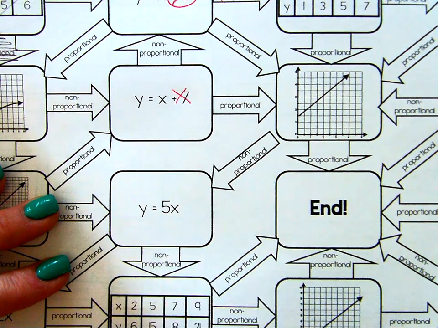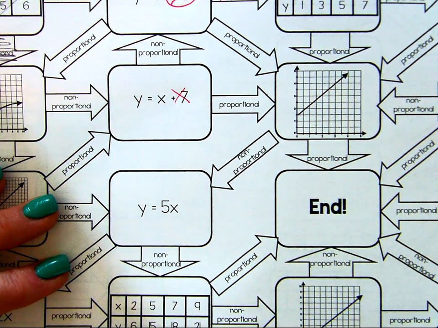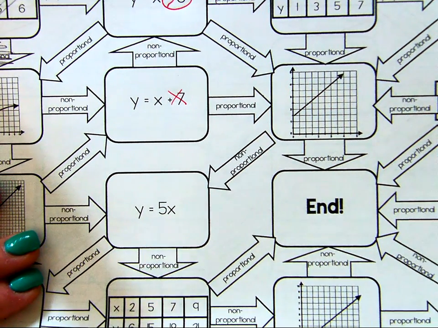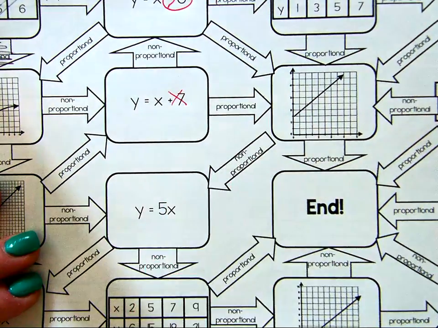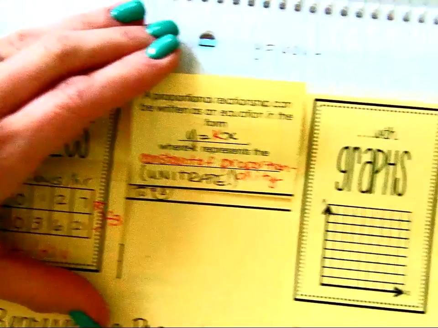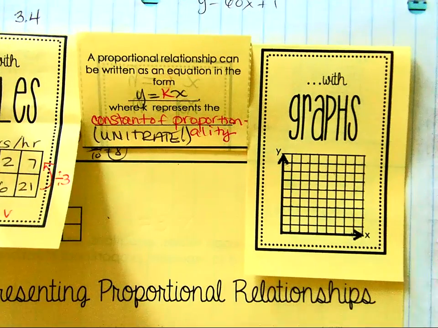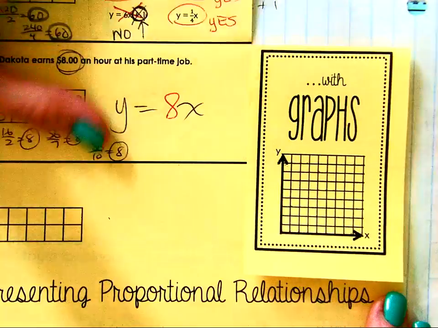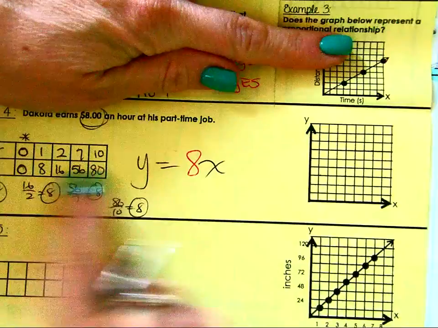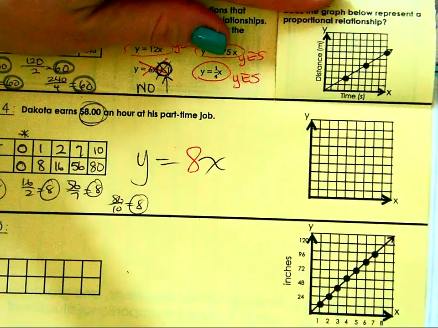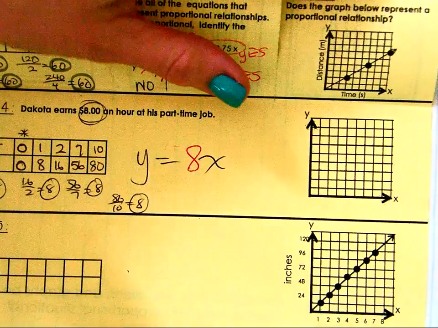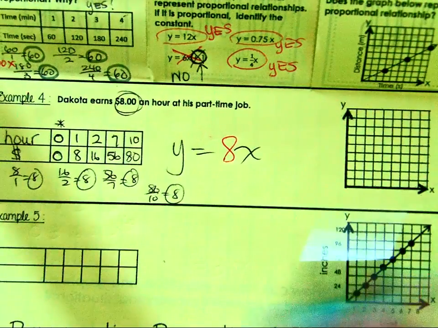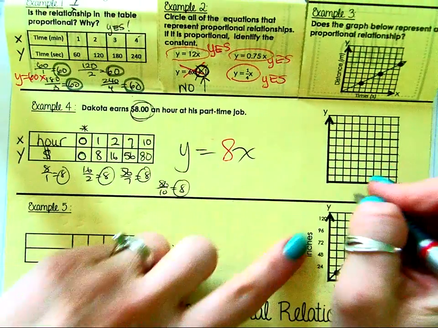The third way is quite possibly the easiest of the 3, if it really even gets any easier than that. And the third thing I want you to be able to tell is with a graph. All right? So let's open up these flaps and let's kind of look at this $8 an hour here. Dakota, he earns $8 an hour. So I have to label my axis. My X is going to be hours, so I'm going to put hours here. And then my Y is usually cost.